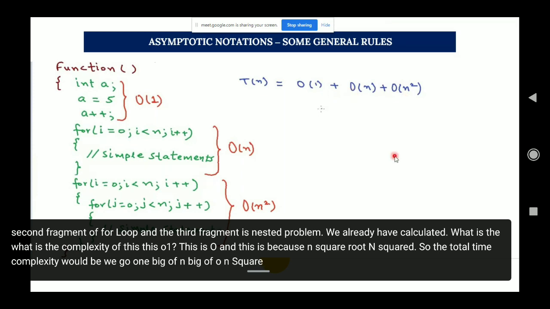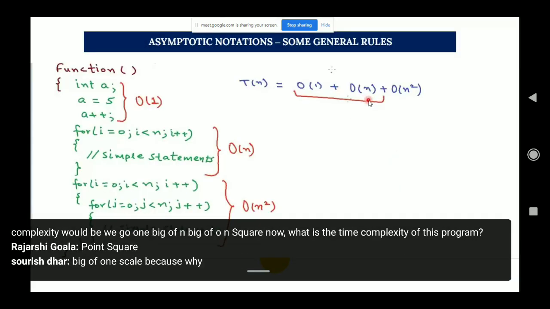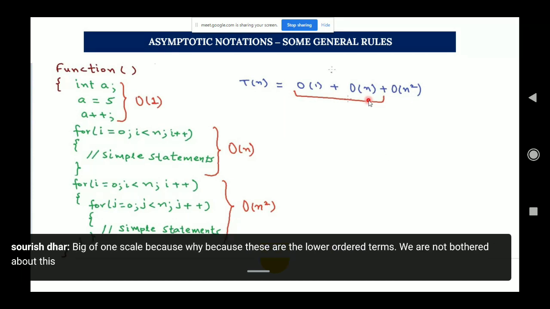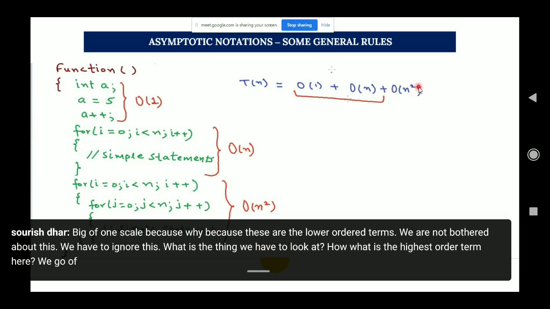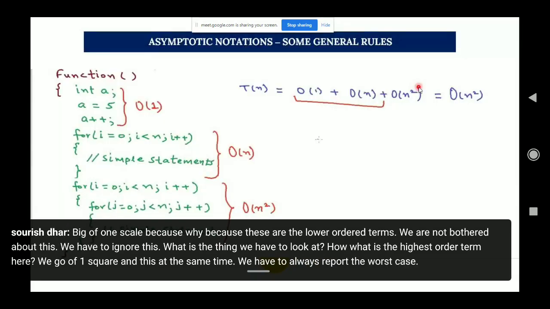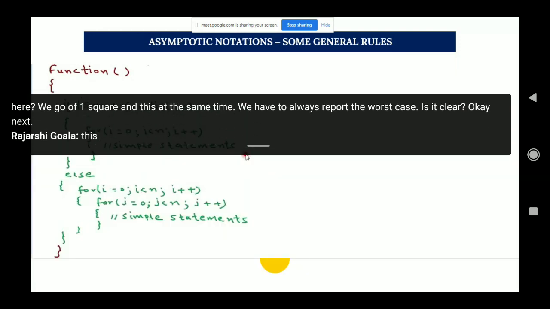Now what is the time complexity of this program? O of n square. Because these are the lower order terms. We are not bothered about these; we have to ignore them. What we have to look at is the highest order term here, which is O of n square. And at the same time you have to always look for the worst case. Is it clear? Okay.